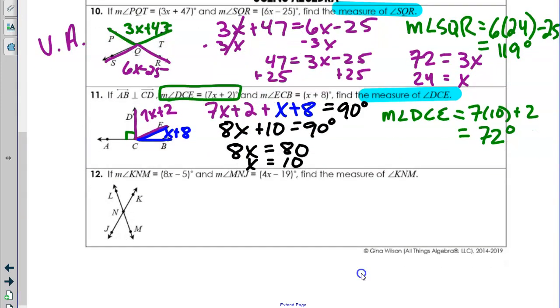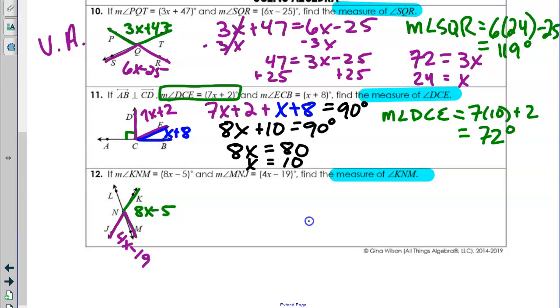All right. Number 12. That's 8x minus 5. Then we have NJ right here, and that's 4x minus 19. And they want us to find the measure of angle KNM. What kind of angle pair do I have? Supplementary. They're supplementary. They're a linear pair, so they're a pair of angles that form a line.